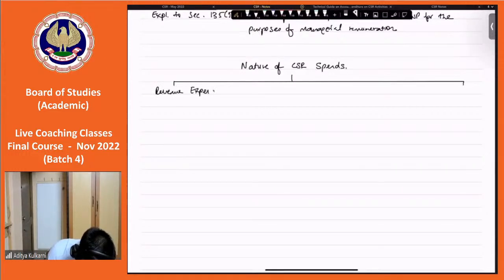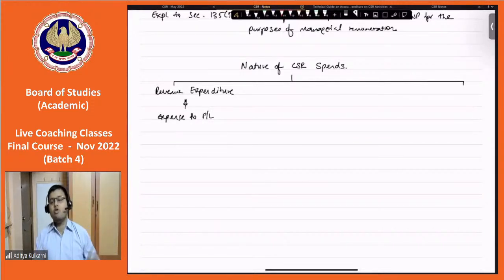Revenue expenditure, expense to P&L. No ambiguity. CSR spend hai, it is a revenue expenditure. Like for example, you contributed to any fund, or you have contributed to a midday meal scheme, or for gender equality, whatever it is, you have spent the amount, and therefore it is a revenue expenditure. What are you going to do? You will expense it to the profit and loss account. You will expense it to the P&L.